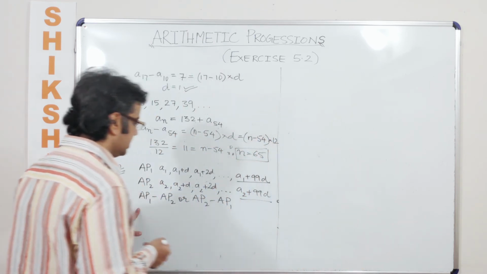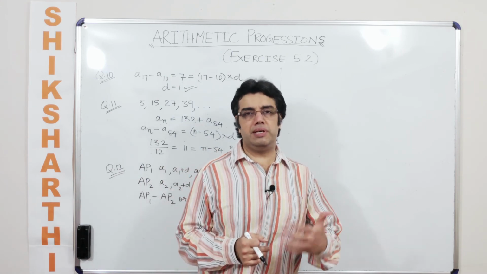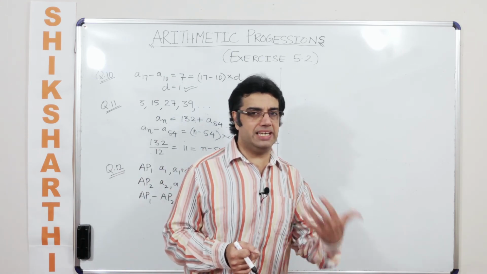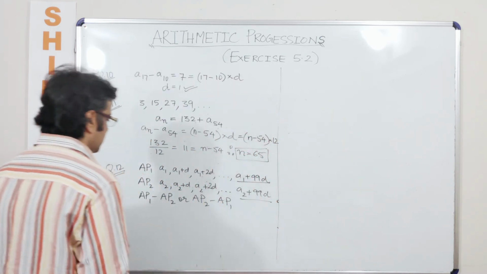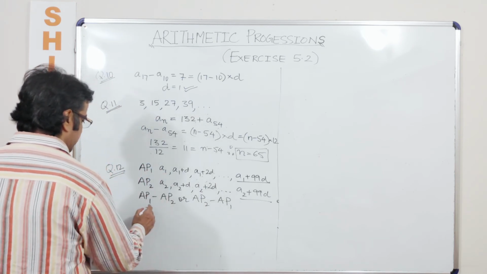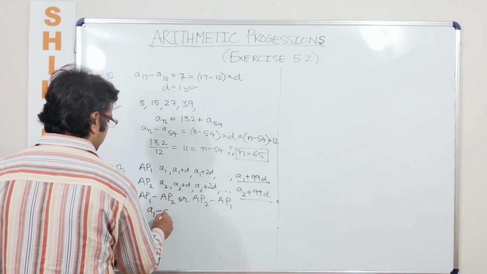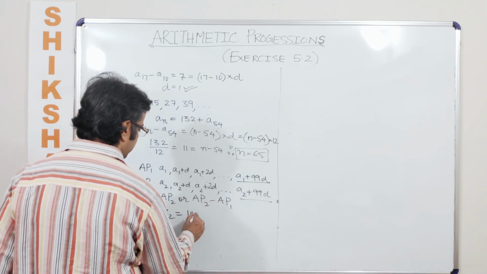So I'm using the same logic here. Logic has to be applied in maths, otherwise it becomes difficult for you to talk about all possible cases and proceed with those cases. So you can use any of these. If I use this, I'll be able to say A1 minus A2, because 99D and 99D get cancelled out, is equal to 100.